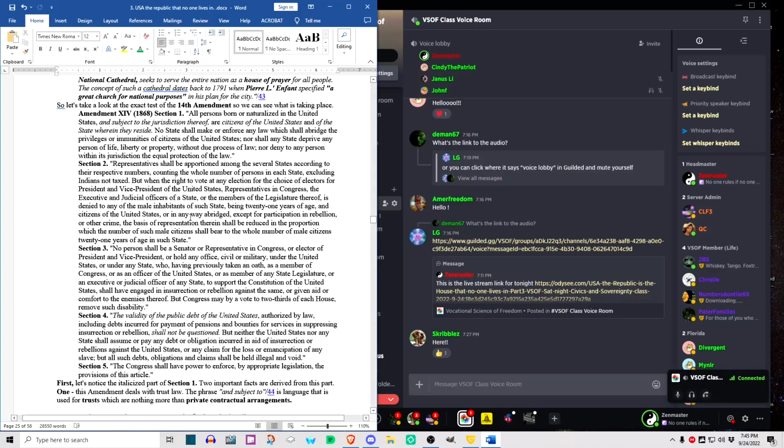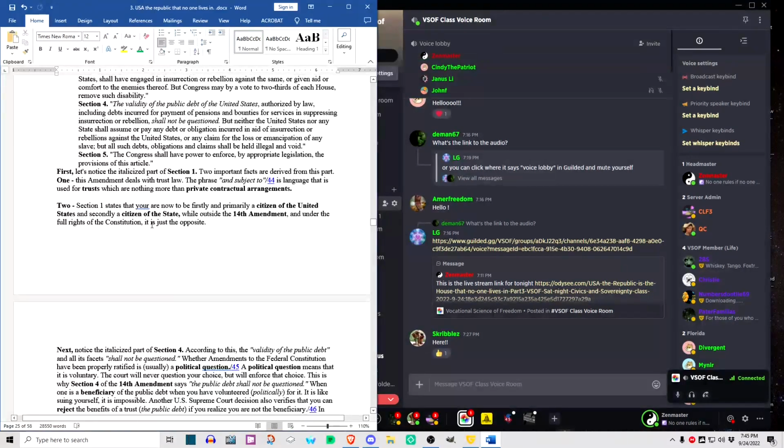And then finally, Section 5, I'll scroll down here. Quote, the Congress shall have power to enforce by appropriate legislation the provisions of this article, close quote. Okay, so first, let's notice the italicized part in Section 1. Two important facts are derived from this part. 1, this amendment deals with trust law. The phrase, and subject to, is language that is used for trusts, which are nothing more than private contractual arrangements.